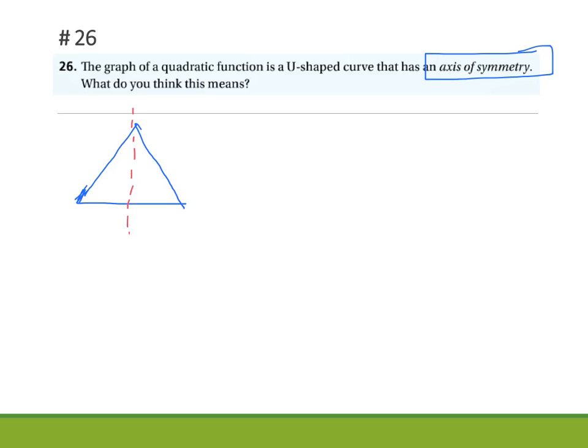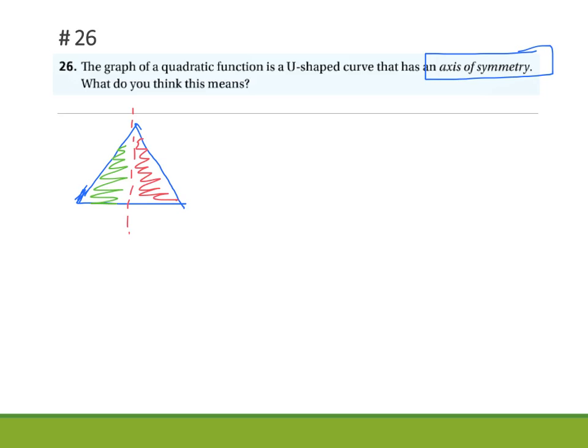And basically what the axis of symmetry is doing is it's dividing the triangle into two parts that are mirror images of each other. So this section on the left is a mirror image of the section that's over here on the right. That is an axis of symmetry.